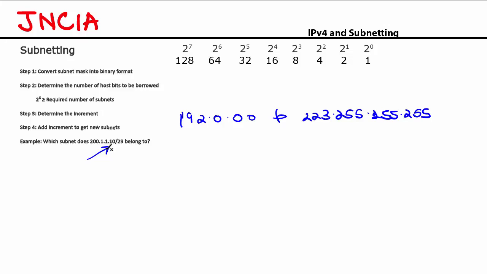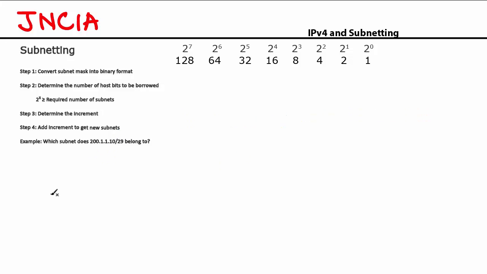This one is a Class C IP address, and a Class C IP address has a default subnet mask of /24. This one has a subnet mask of /29, which means the subnetting has already been done. We've been given a subnetted IP address and we are told to find out the subnet to which this IP address belongs. Even though this sounds a little bit different, the steps are exactly the same as we've been doing all along. So let's begin with step number 1.